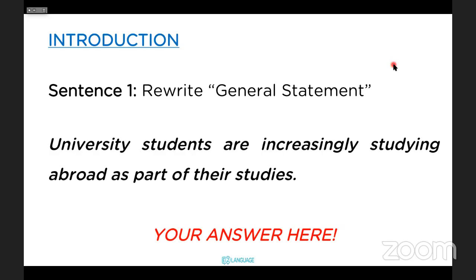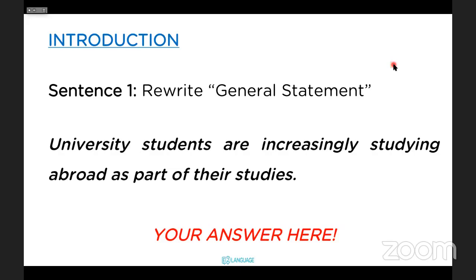No, it's currently increasing. It's not going to increase, it's currently increasing. So you say, the trend of studying in another country is currently increasing. Make sure you get the same meaning, but just in different words. The trend of studying in another country is currently increasing. Good, well done.